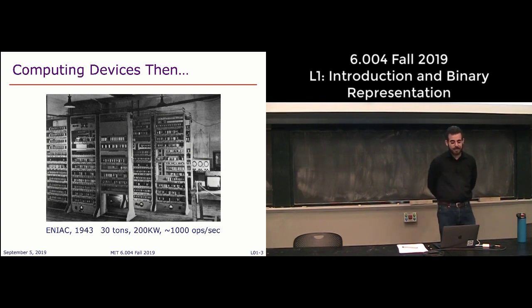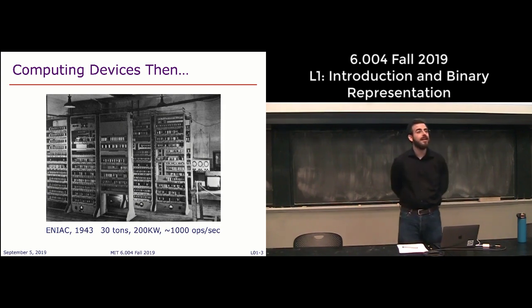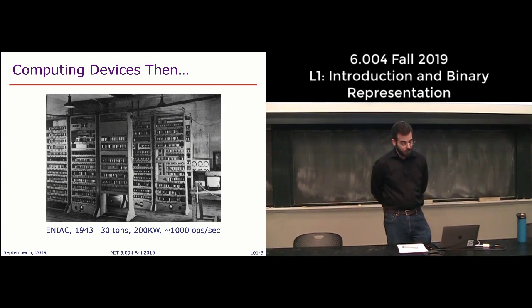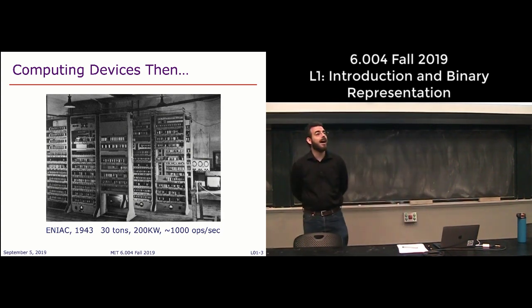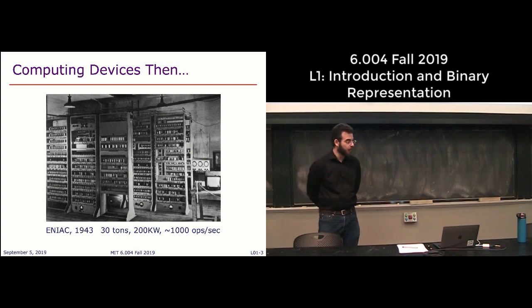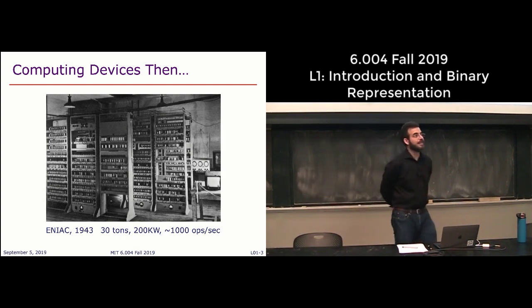This in particular is a picture of the ENIAC, which was built in 1943. It weighed 30 tons and took a couple of rooms. When you turned it on, it consumed 200 kilowatts. And for those 200 kilowatts, it could do 1,000 operations per second. This consumed so much power that it was deployed in Philadelphia, and so when they turned it on, the lights across the city dimmed down.